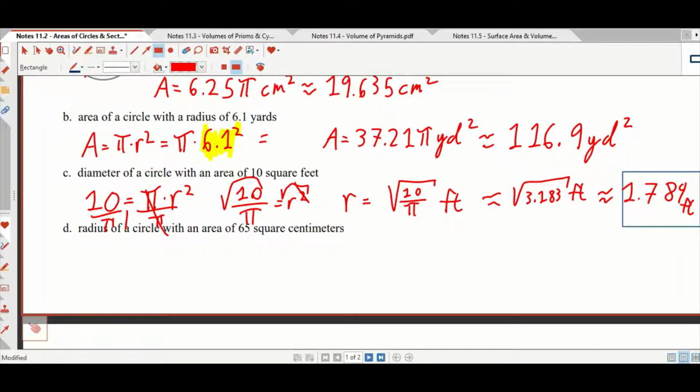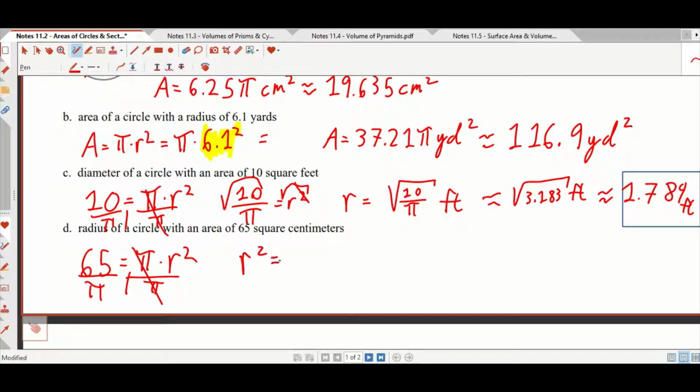No thanks. Next, the radius of a circle with an area of 65 square centimeters. That is, the area, 65, is equal to pi times the radius squared. So we do the same thing we did before. Divide both sides by pi. So r squared equals 65 over pi. Take the square root of both sides, and you get r is exactly the square root, and I'm going to make that a square root of the whole fraction, the square root of 65 over pi. And that is centimeters, excuse me.